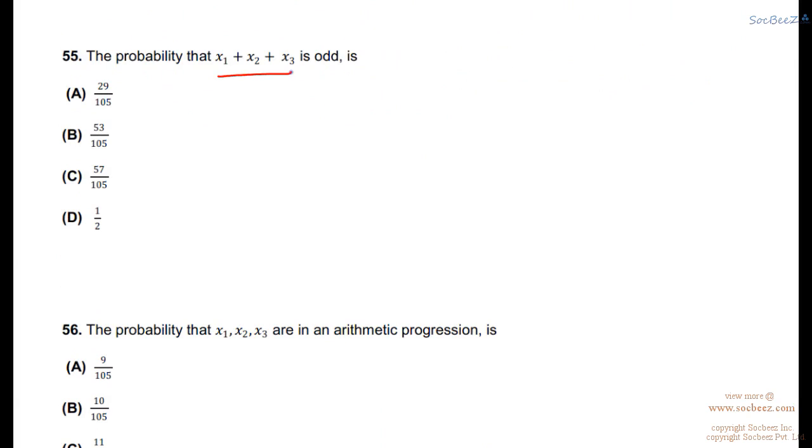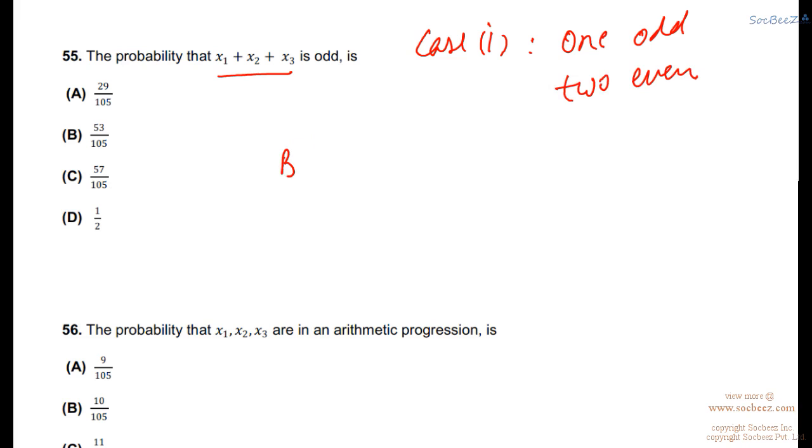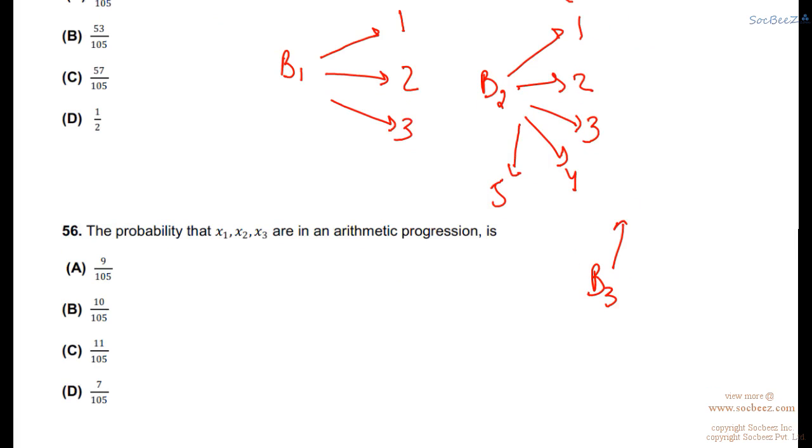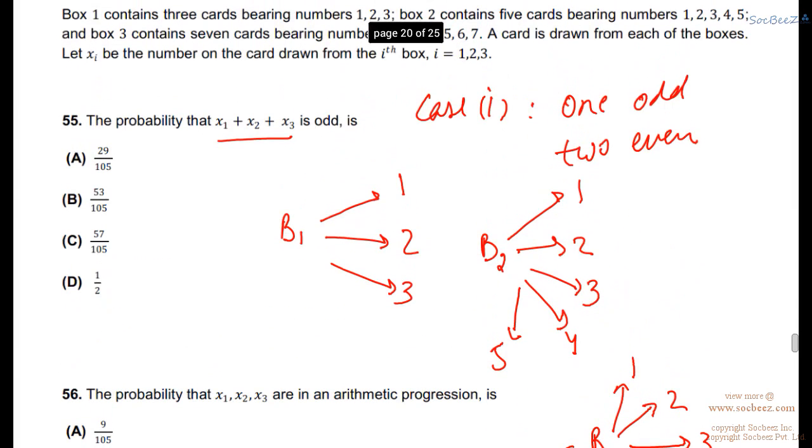Okay, so the probability that this will be odd will be in two situations. Case 1: out of x1, x2 and x3, 1 number is odd and 2 numbers are even. So this is the first case. So if this is box B1, this is 1, this is 2, this is 3 in case of B1. For B2 it is 1, 2, 3, 4, 5. And for B3 it is 1, 2, 3, 4, 5, 6 and 7.